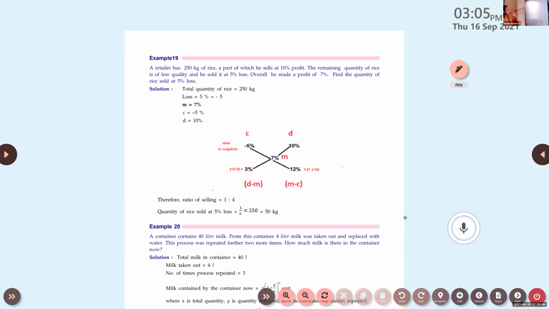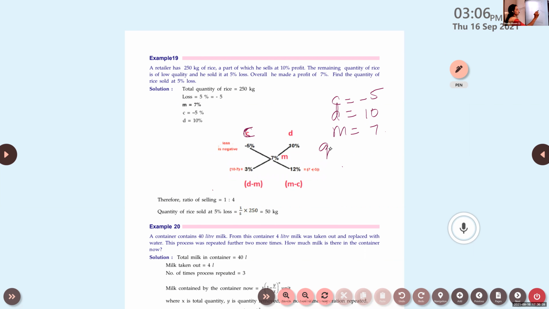So the total quantity of rice is 250 kg. A part of it he sells at 10% profit. The remaining quantity is of low quality. The cheaper one we take as -5, because it is given as a loss, and the dearer one we take as 10%. The mean value is 7%. We want to find the ratio.